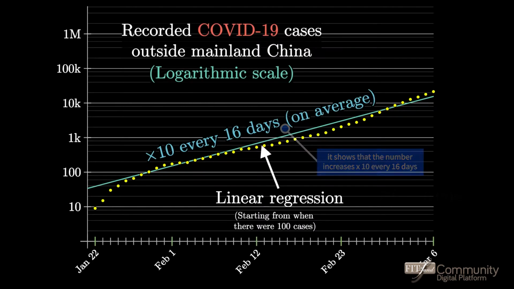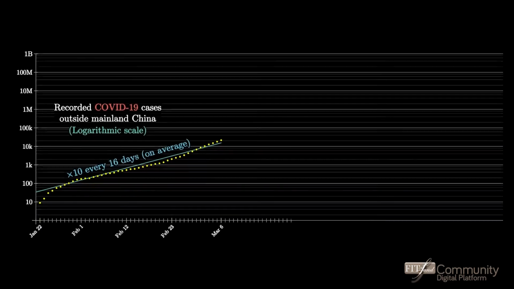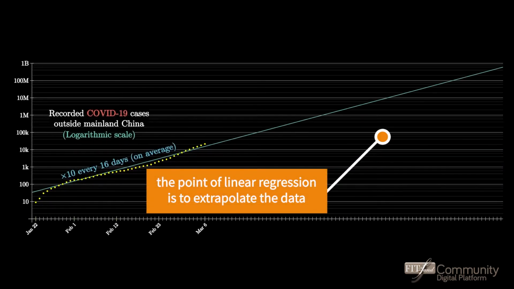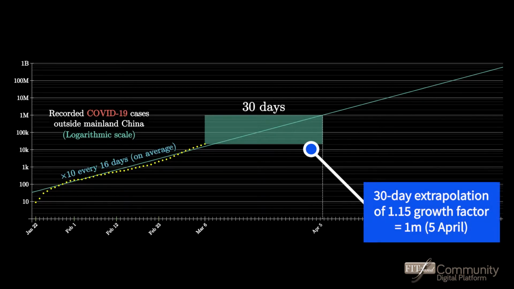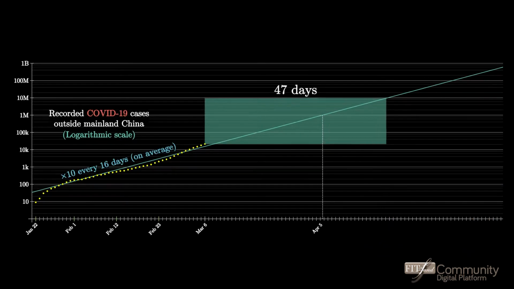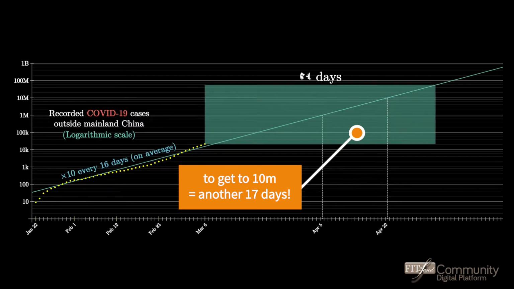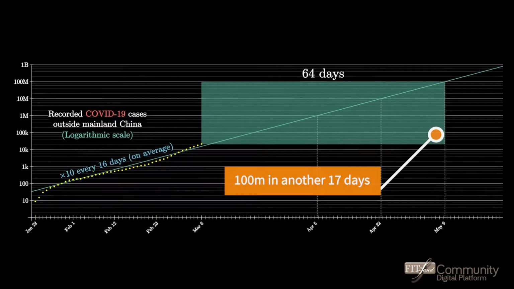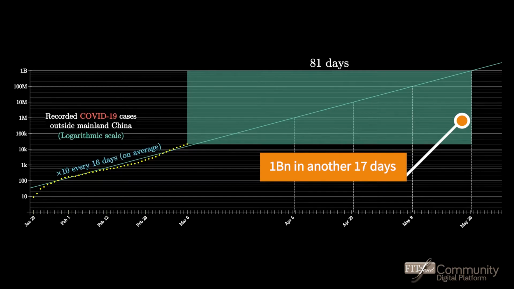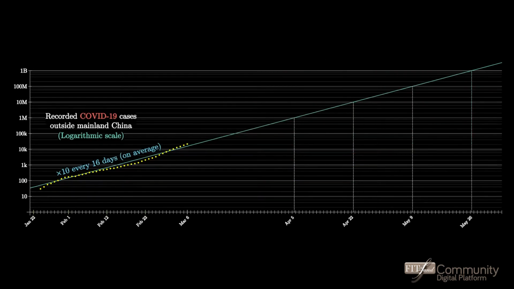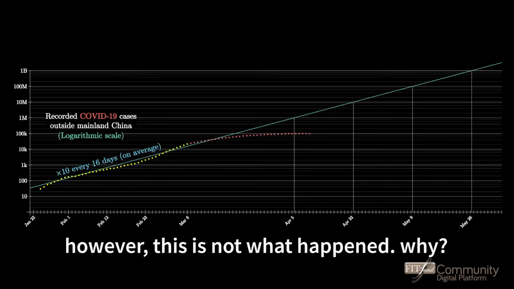Linear regression is used specifically so that we can extrapolate the data. And as you can see, every 16 days, according to this data, you will find the times 10 to the power of 10. So within 30 days, you would find a factor on the 5th of April reaching 1 million, then 10 million, then 100 million, and then 1 billion. So this predicted that on the 9th of May, which is today, we would have had 100 million cases, but it didn't happen. The question is, why didn't this happen?